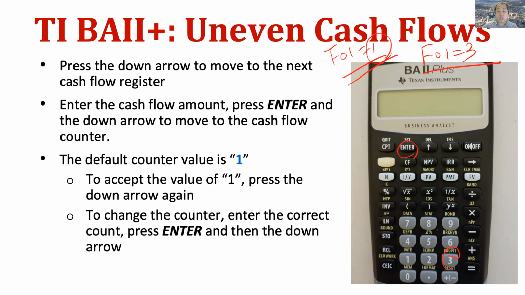If you don't want to touch this one, you just leave it, press down, and put $4,000 as C02 and C03. That's another way. But if you know this F function, then it's very convenient.